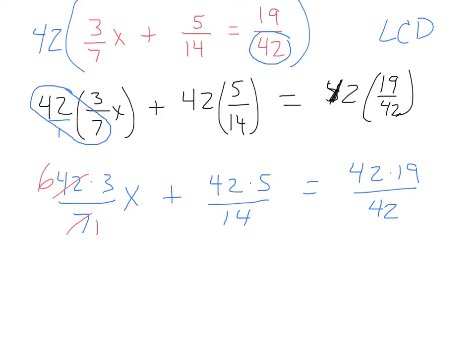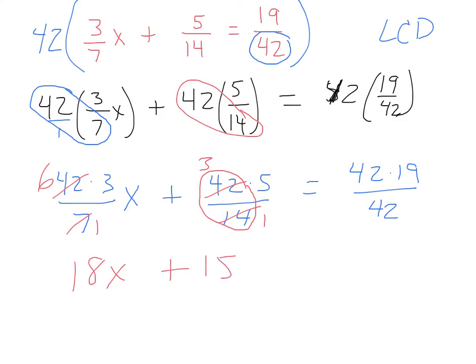6 times 3 is 18 with an x. Now, 42 is designed to divide with this 14. You see it? Each has a 14. This one has just 1, and this one has 3. 3 times 5 is 15. And lastly, these will divide, of course. We made it that way for 19.